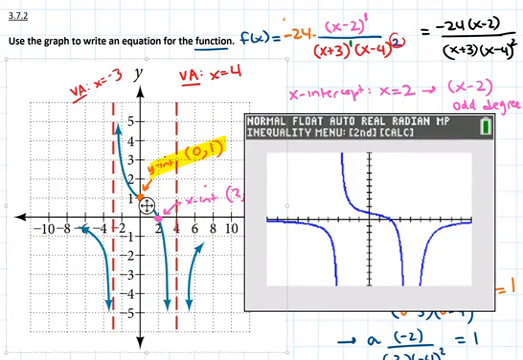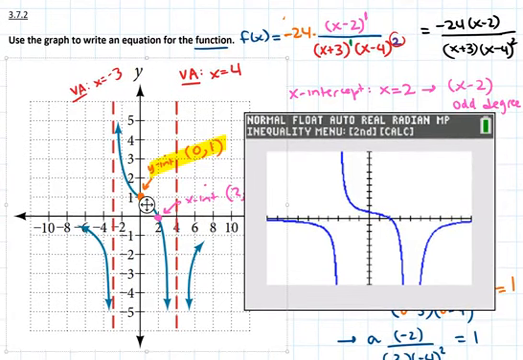So I hope this helps. I know there's a lot of information here, but it's just super useful. I know we're using the TI to help us, but it's super useful when you don't have a calculator in hand. I'll see you in the next example.